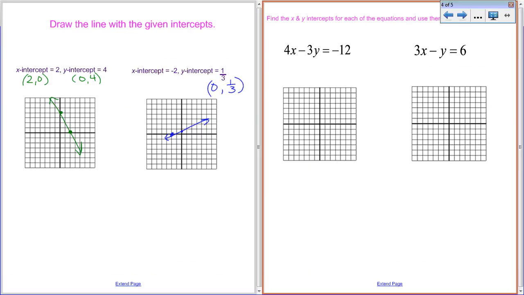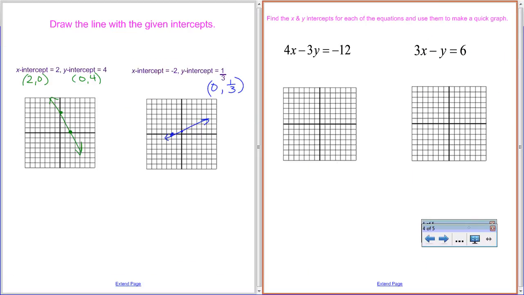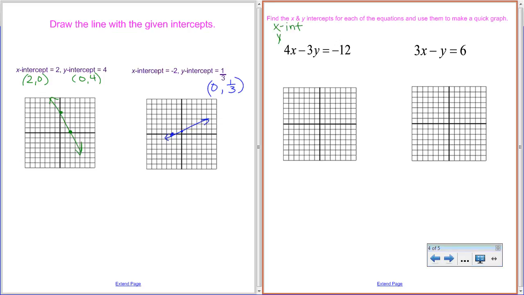Thank you. All right, now we need to find x and y intercepts. So that's why it's important to know this definition. For the x-intercept, y was equal to 0. For the y-intercept, x was equal to 0. So how does that help me?